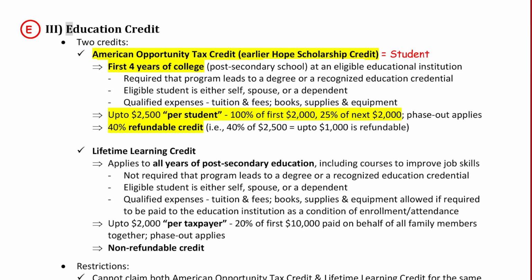The next credit out here is the Lifetime Learning Credit. So as the name suggests, this is for lifetime learning and it applies to all members of the family. It applies to all years of post-secondary education, including courses to improve job skills. The limit for the Lifetime Learning Credit is up to $2,000 per taxpayer. The credit is for 20% of the first $10,000 paid on behalf of all family members together.